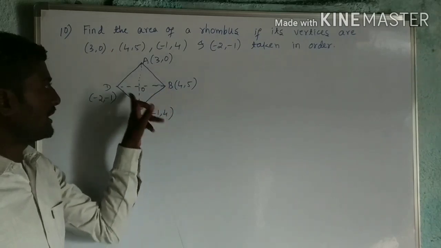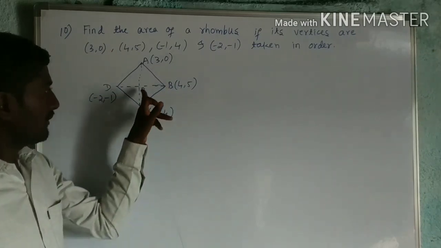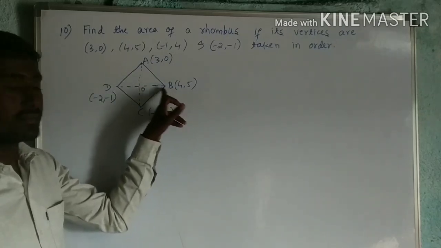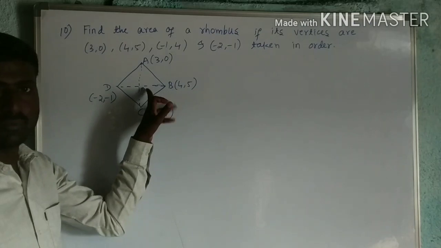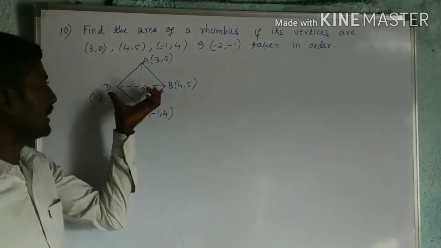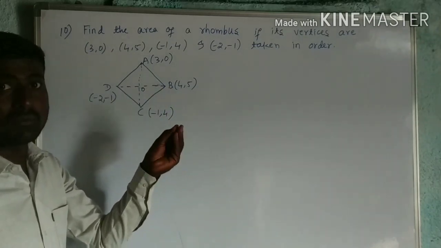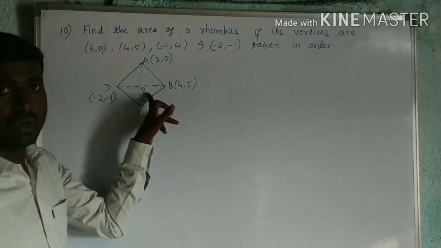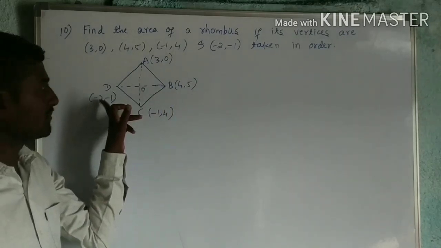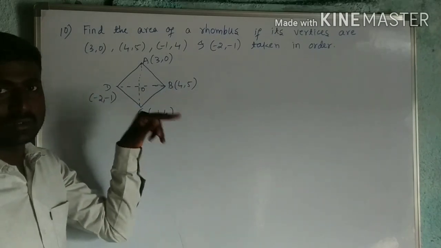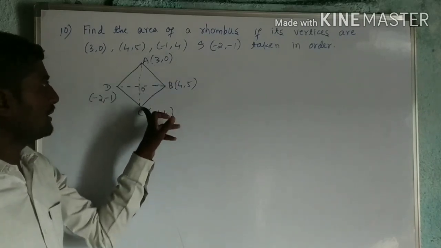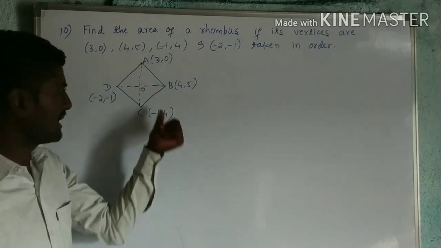Now O is the midpoint of AC and BD. We can find O by applying midpoint. That is, midpoint of BD is O, midpoint of AC is also O. You can find it by applying the midpoint formula. So O is (4 minus 2) divided by 2, that is 2 by 2, it is 1, and (5 minus 1), 4 by 2, that is 2. So here O you are getting as (1, 2). Otherwise you can apply the midpoint formula for AC also. Again the same answer you will get.